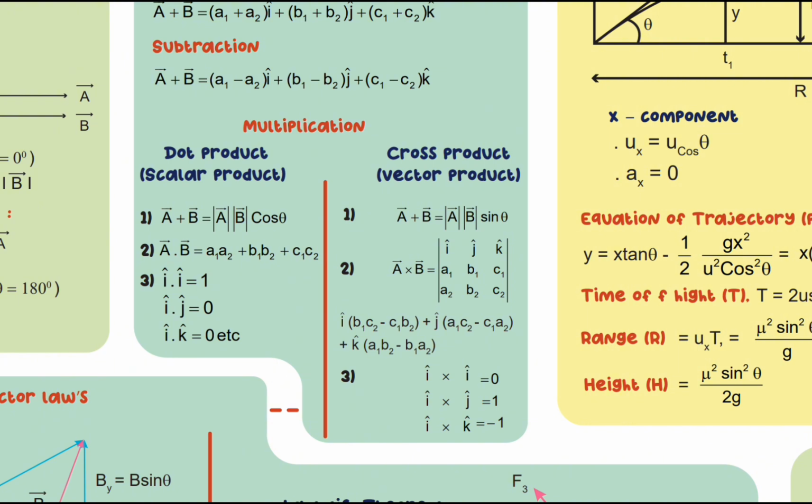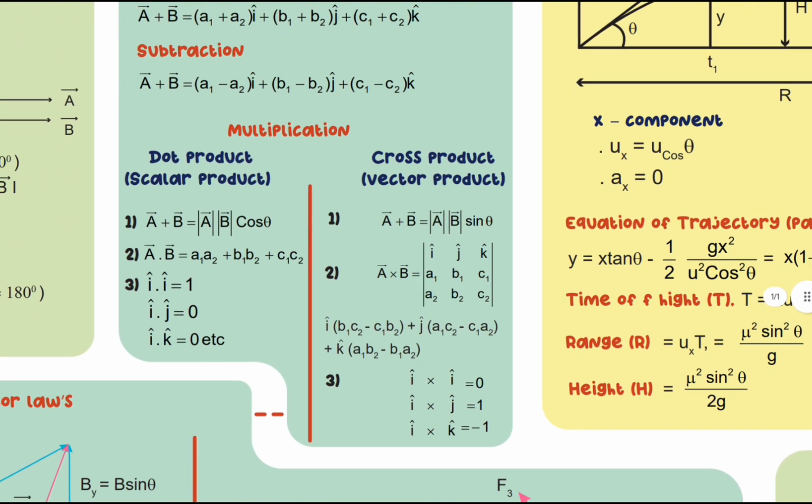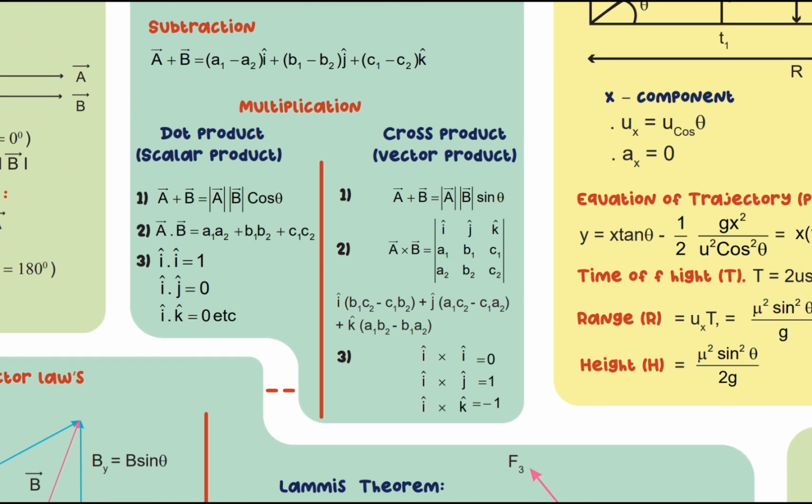i cap dot i cap equal to 1, i cap dot j cap equal to 0, and i cap dot k cap equal to 0, etc. Cross product or vector product: A cross B equal to AB sin theta, and i cross i equal to 0, i cross j equal to k, and i cross k equal to minus j.